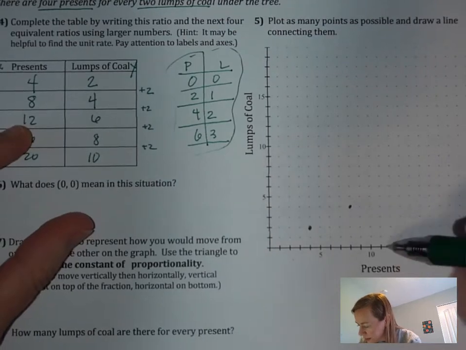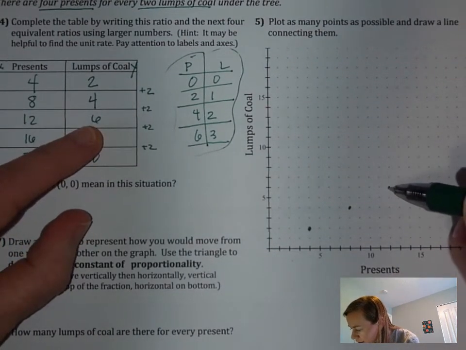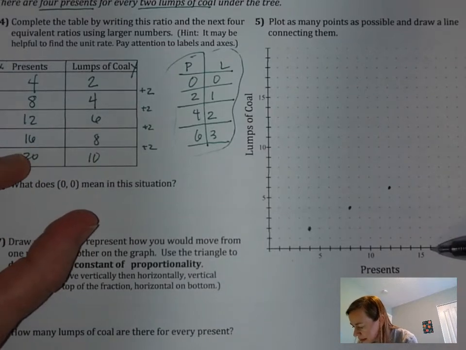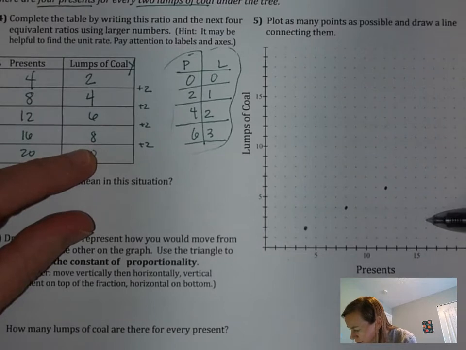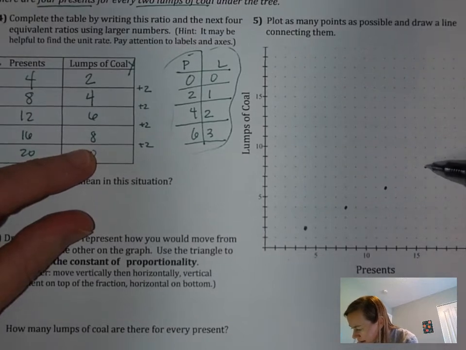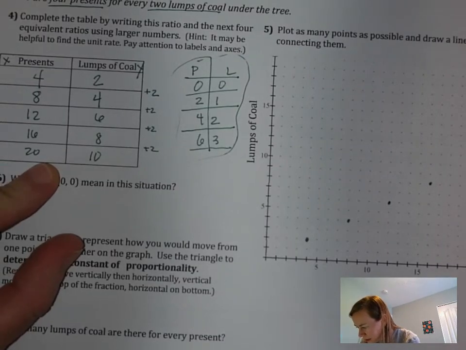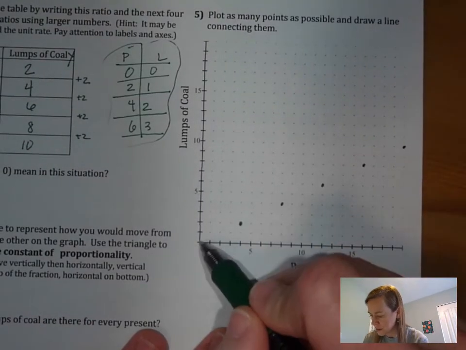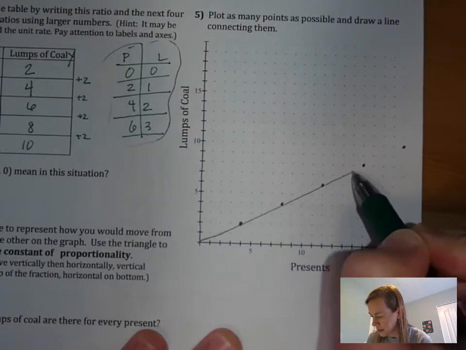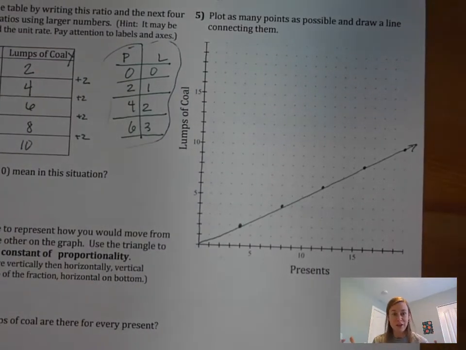Next up, 12 presents and 6 lumps of coal. 5, 6. And then 16 presents. How many lumps of coal? 8. 1, 2, 3, 4, 5, 6, 7, 8. And then 20, 16, 17, 18, 19, 20. Okay, and there's the 8, 9, 10. All right, there's all of our dots. Sorry, that one kind of left the screen there for a second. And then we just connect them with a line and put our little arrow on the end of the line, and we're done with the graph.